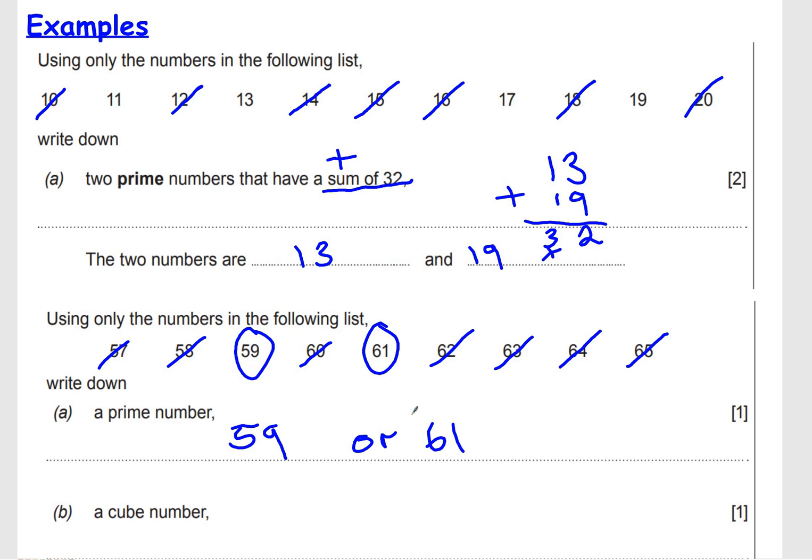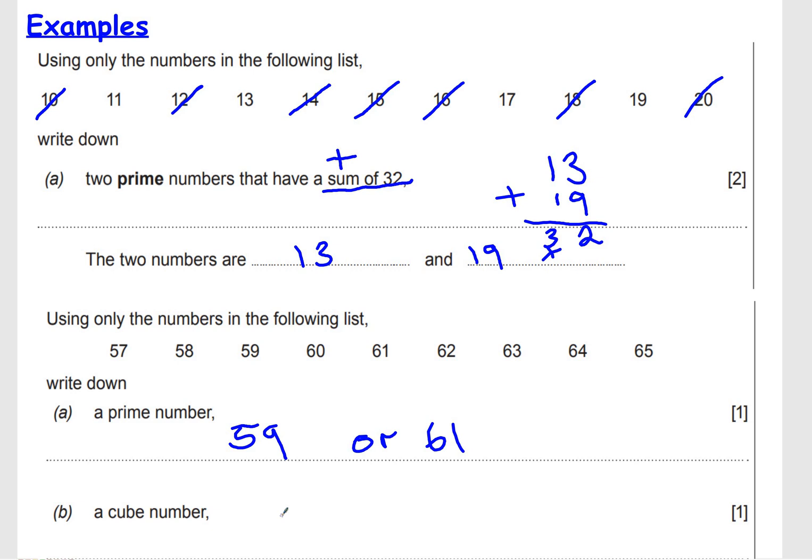Finally then, a cube number. So a cube number, if I rub these out, we know a cube number is a number multiplied by itself and itself again. So 1 cubed, we know is 1 times 1 times 1, which is 1. 2 cubed, 2 times 2 times 2. 2 times 2 is 4, times by 2 is 8.